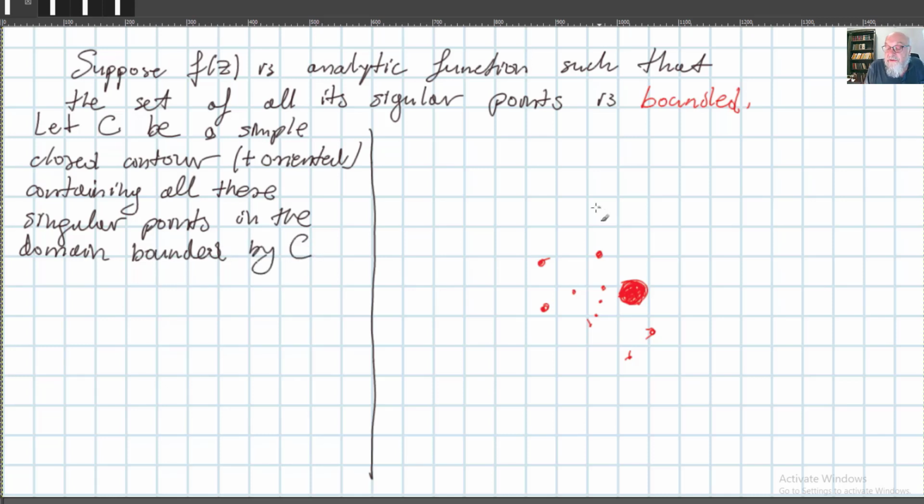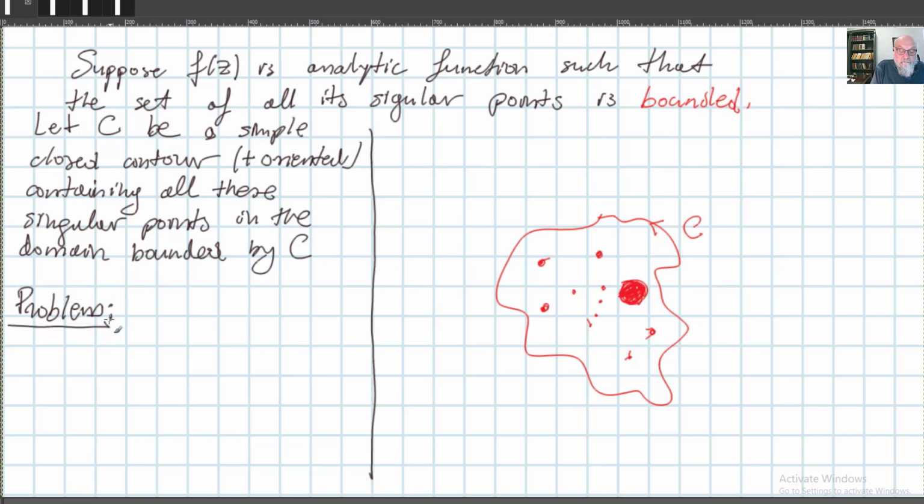So here we have the contour. This is my contour, and all singular points are inside. So this is my C. They are all inside this contour. Okay, so now, of course, what is our task? Let's put it clearly, the problem. Compute the integral over C of f of z dz.